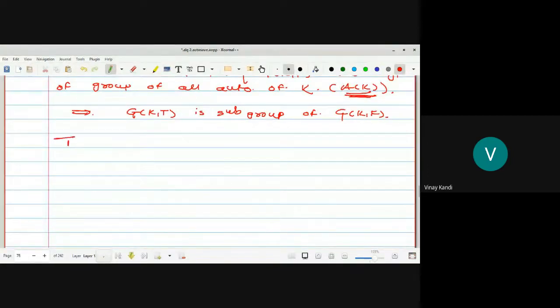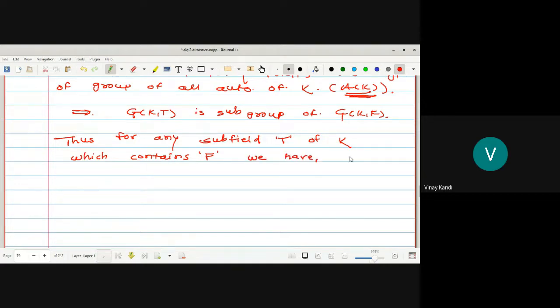Okay, thus for any subfield capital T of capital K which contains capital F, we have found a subgroup GKT of GKF. Okay, so here we found a subgroup GKT of what? GKF.